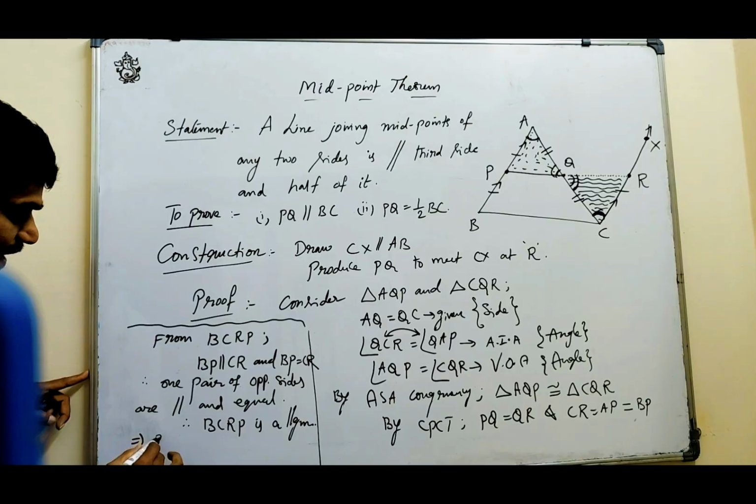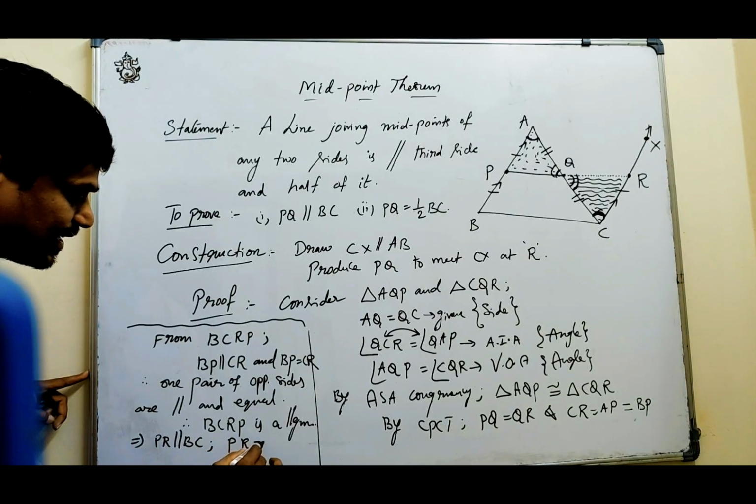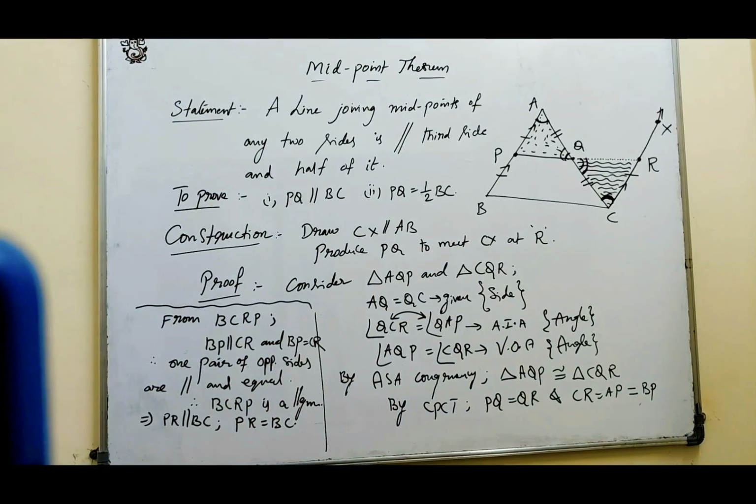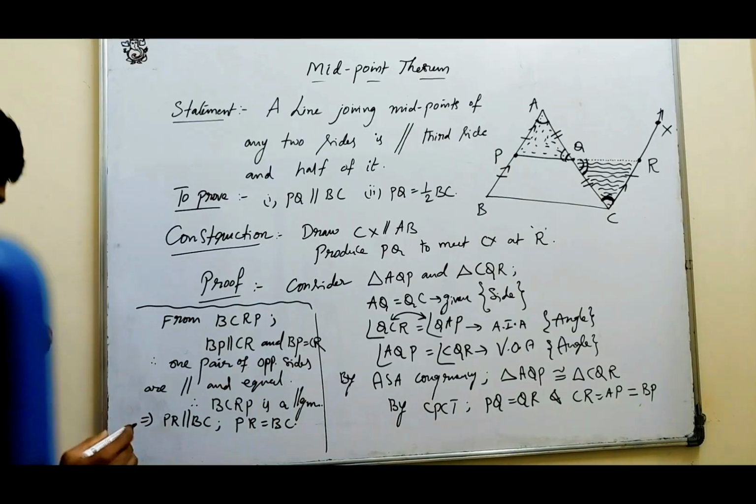So that implies PR parallel to BC because opposite sides are parallel, and PR is equals to BC, correct? Now PR parallel to BC means PQ also parallel to BC, no?